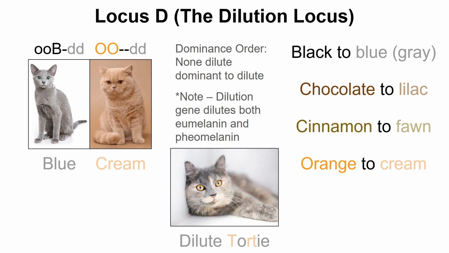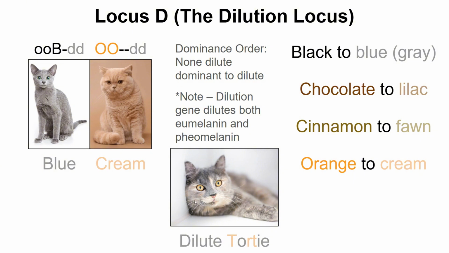So here's what a black cat would look like diluted. It gives a blue coloration. This is an orange cat diluted. It gives this cream coloration. It can also make the stripes appear almost invisible. As you can see, there's not many stripes on this cat. I'll talk more about tabbies and striping and all that in another video.